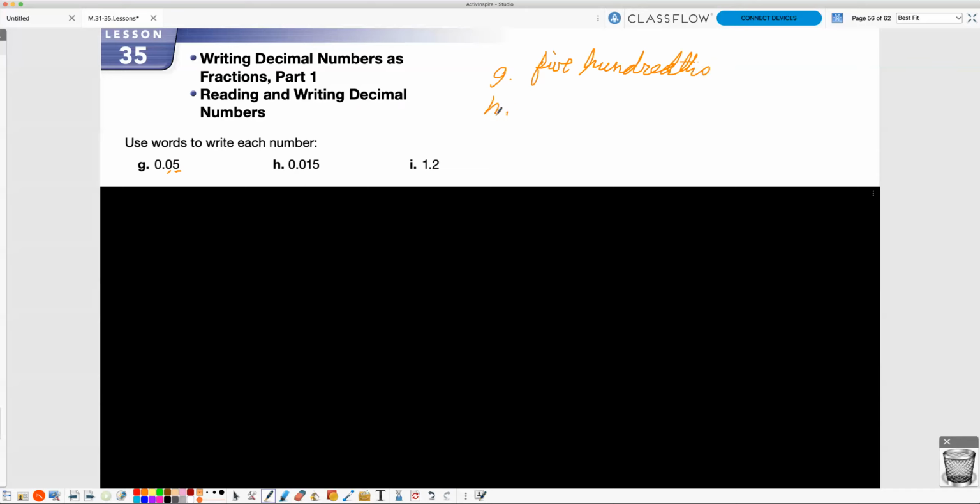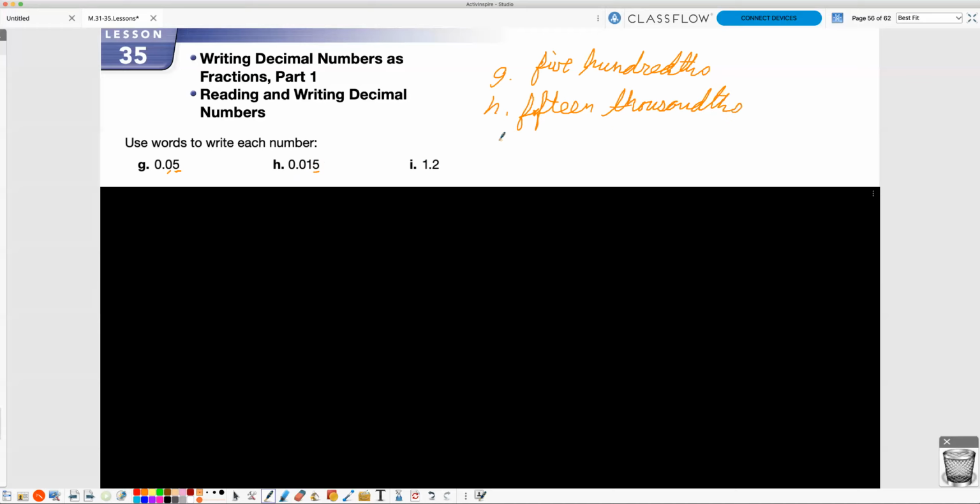Letter H. This one would be 15. Let me try to do my cursive with this digital pen. And my cursive with digital pens is lackluster. Let me try it again. 15. All right. And that would be in what place value? That is not the tenths, not the hundredths, but the thousandths. So I need to write thousands with a THS on the end of it.